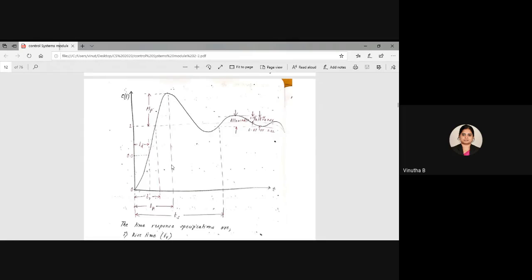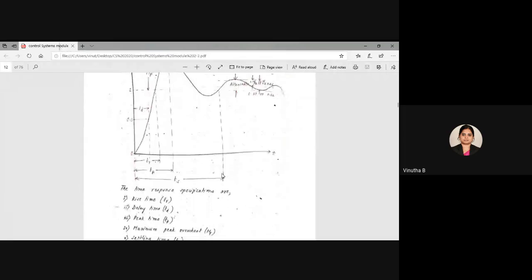So here you can see various parameters which I have written here, like you have rise time, then you have this delay time, then you have peak time, then you have settling time here, and then there is peak overshoot, which is denoted by Mp. Then for settling time, we will be considering the allowable tolerance, which can be either 0.02 or 0.05, that is 2% or 5% tolerance. So based on this, we will just refer to this graph.